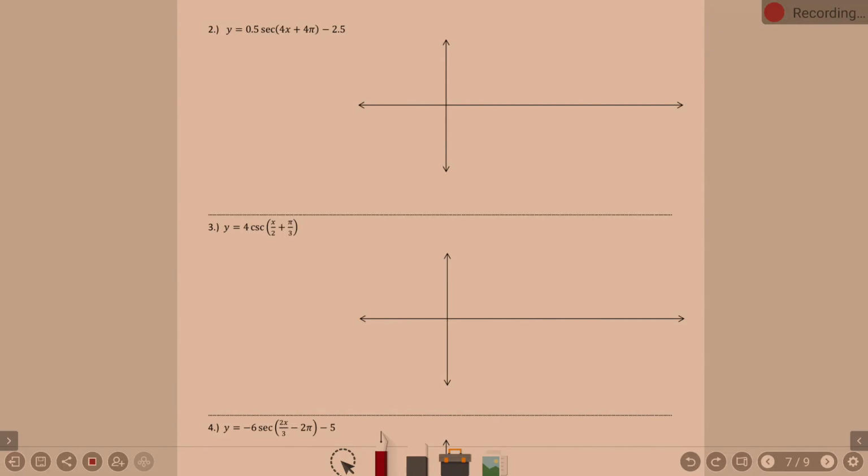Jumping in, the backside of secants and cosecants. I asked you guys to start writing information down on number 2, yes? So I'm going to start and ask you, center line. Negative 2.5. Okay, center line is negative 2.5. That is our D value.